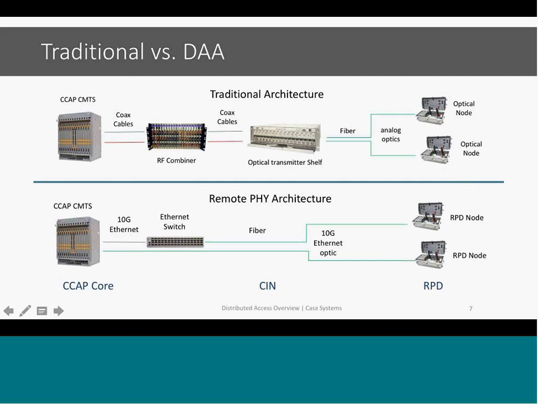So really what goes away is RF combining and the optical transmitter shelf. That's being replaced by the laser that lives now within the CMTS or in the CCAP core or within the Ethernet switch. And this is just all glass from this piece out to the node, and the optic terminates in the RPD node. So you no longer need to combine it or transmit it. So these pieces go away.